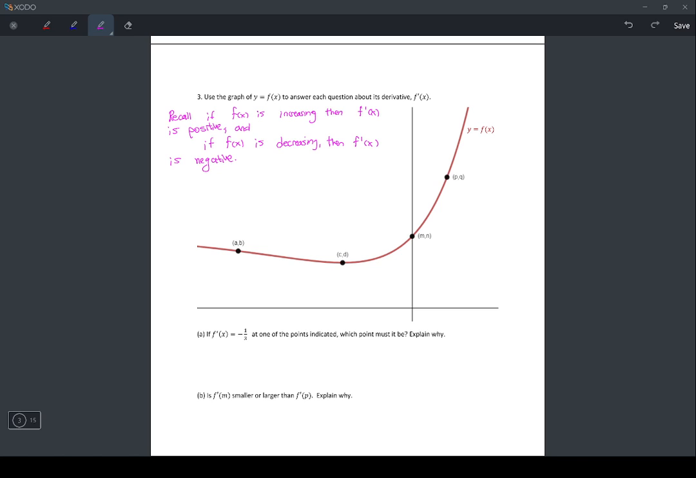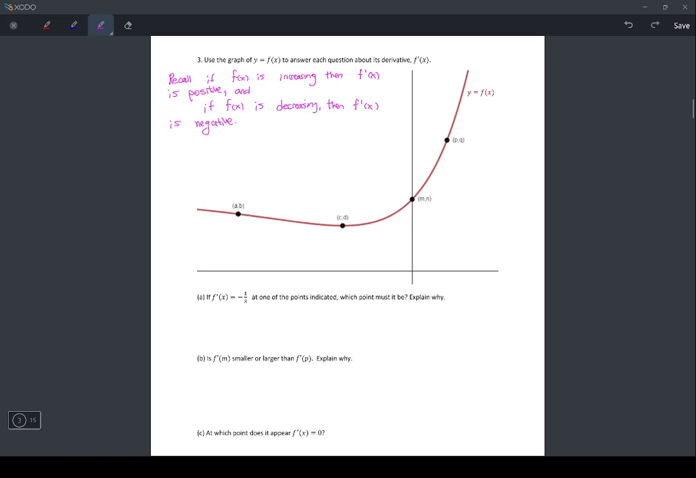Part A says if f prime of x is equal to negative 1/3 at one of the points indicated, at which point must it be? So looking at this curve, we see it's increasing. The y value is increasing as we move to the right at x is equal to m. It's increasing more quickly at p. And it's decreasing at x is equal to a. The y value is going down as we move to the right.